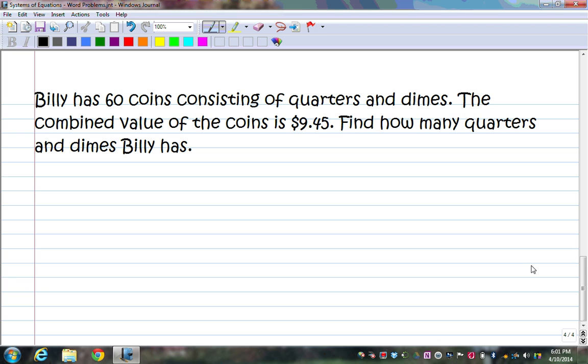Okay, Billy has 60 coins consisting of quarters and dimes. The combined value of the coins is $9.45. Find how many quarters and dimes Billy has. I want you to pause the video, write this down, solve it on your own. Okay? Do it. Pause the video now. This is the way you're going to know whether or not you're actually getting this.